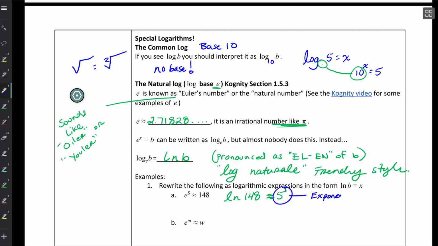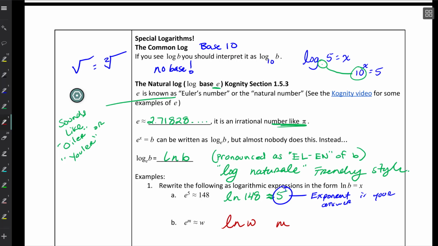Exponent is your answer in a logarithmic expression. So again, if we think about it in that way, for the next one, ln of blank equals blank. Well, my exponent, I want to think about that as my answer. So ln of blank is approximately m. We can say ln of w is going to be approximately m.